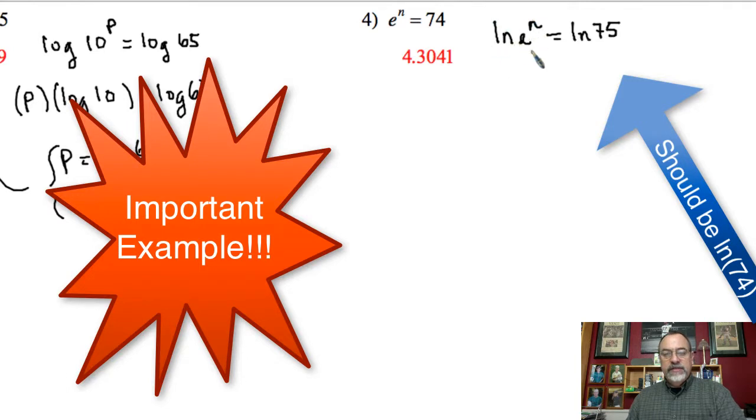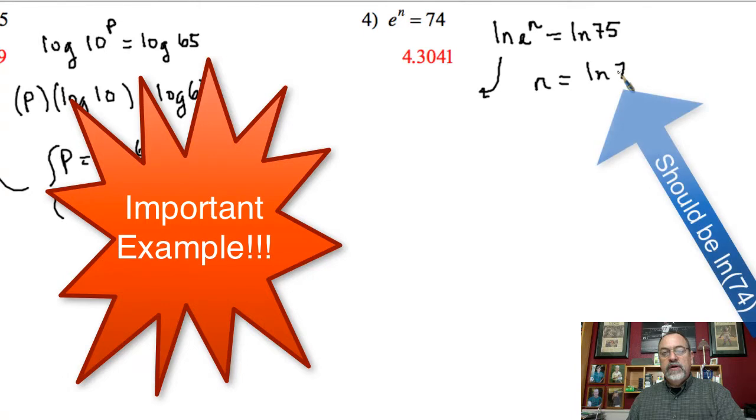Now, if you think about this, if we just took this over here, e to the n, this is a property we talked about earlier. If I was to evaluate this log, remember, what does this mean? What is the exponent of e that will give me e to the n? Well, it's just simply n. So whenever you take the natural log of a base e number, that's always going to simplify to the exponent. So this simplified is simply n. So n is equal to the natural log of 75.